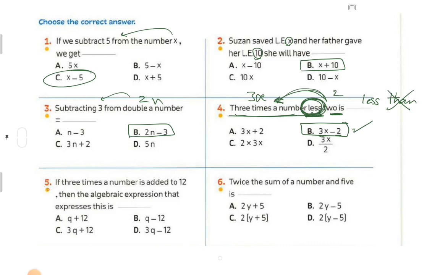Next: if 3 times a number, like q, so 3q, is added to 12, then the algebraic expression is 3q plus 12. Next, twice the sum: the sum first and then twice it. Sum of what? A number and 5. The number is y. So the sum is y plus 5, then twice it, times 2: 2 times (y plus 5).